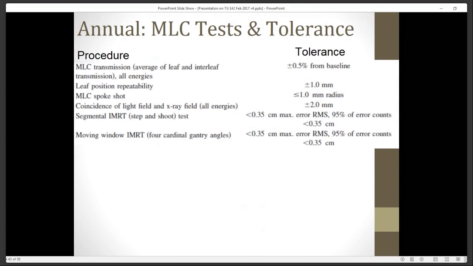All right, MLC, annual MLC tests and tolerances. So it's recommended to measure the MLC transmission. This is the average of the leaf and interleaf transmission. Typically, you'll already have measured leaf and interleaf separately for commissioning, but to get an average of those for all energies, that can be done with something that's just big enough to average over those, so maybe like a large ion chamber.